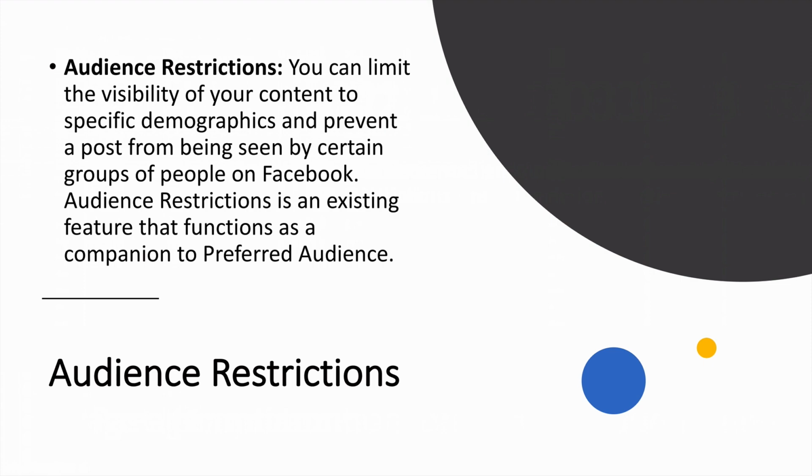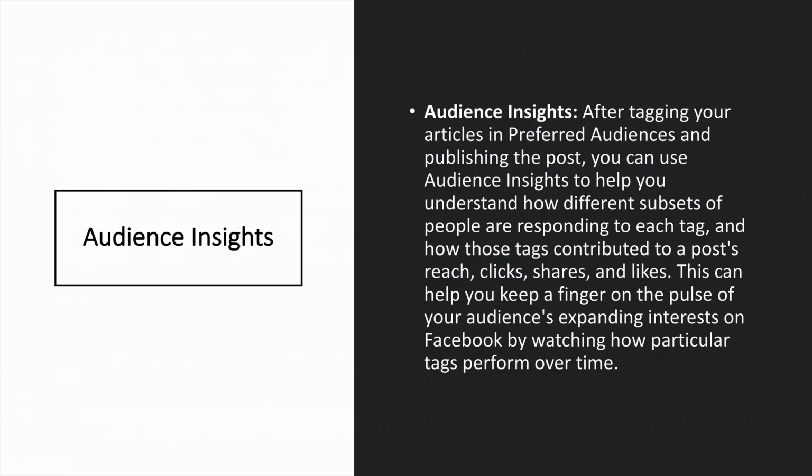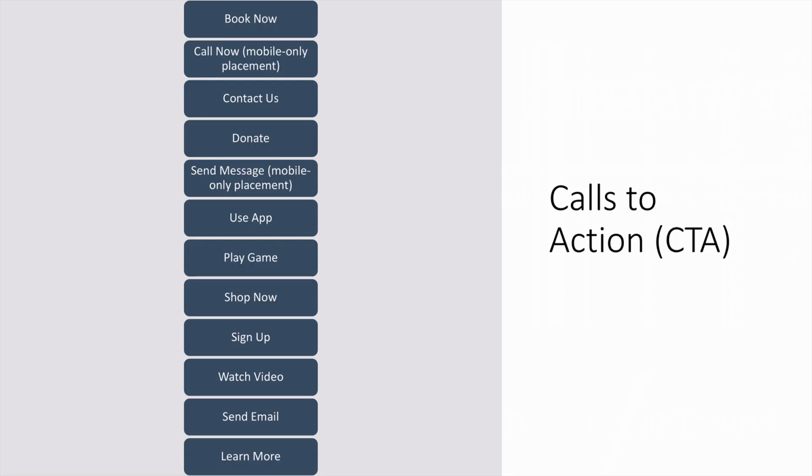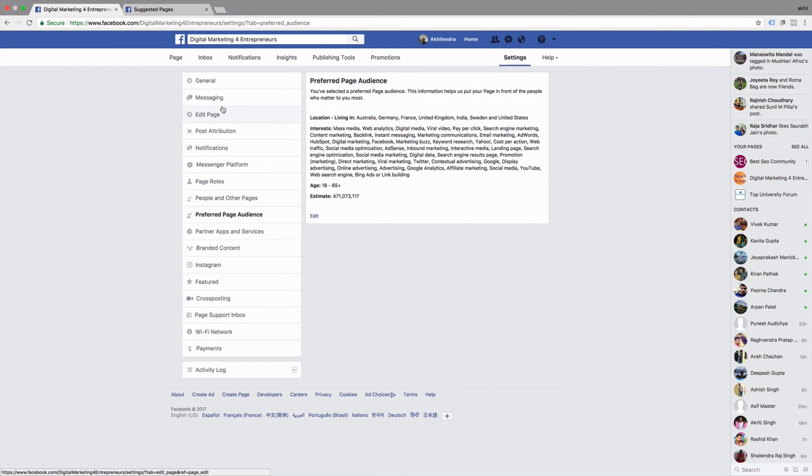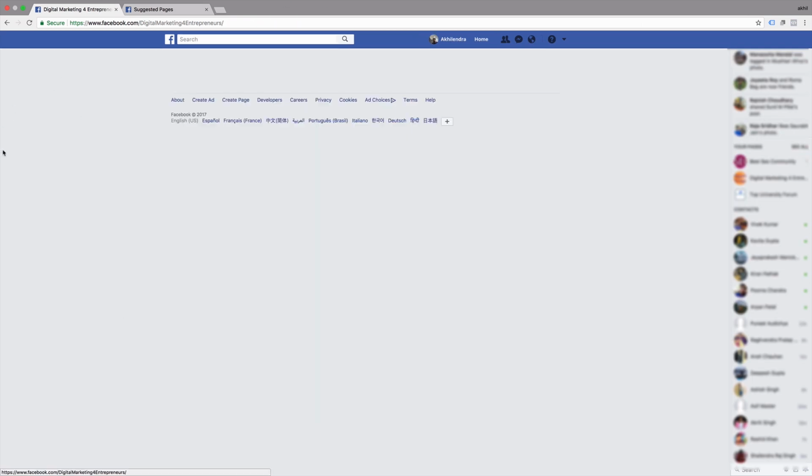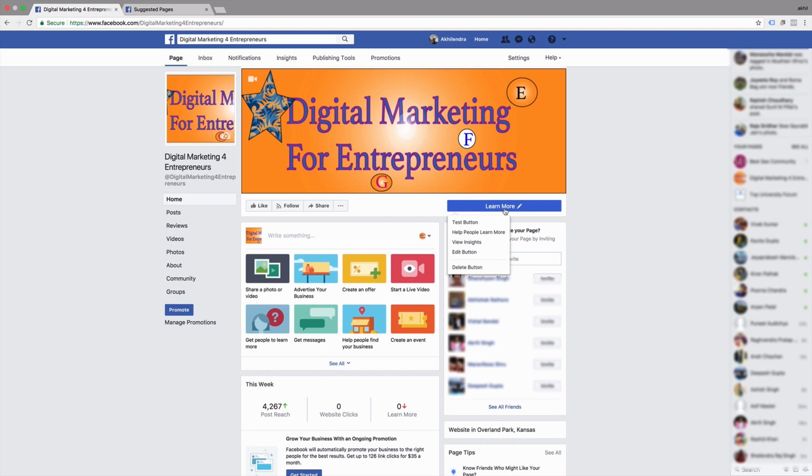And you can exclude option, and then you have the audience insight, which after tagging your articles in preferred audience and publish the post, you can use audience insights to help you understand how different subsets of people are responding to it. So it's a good way of optimizing. And then you have all these call to action buttons. So call to action is basically these buttons shown on your page. Book now, call now, contact us, donate, send us, use app, play game, shop now, sign up, watch video, send email, and learn more. So basically, if you come back here, this is our call to action button.